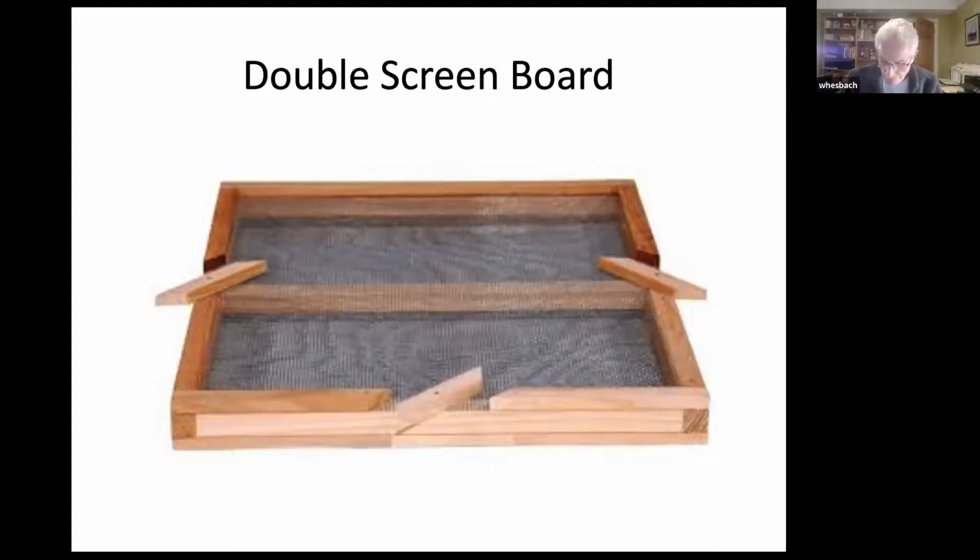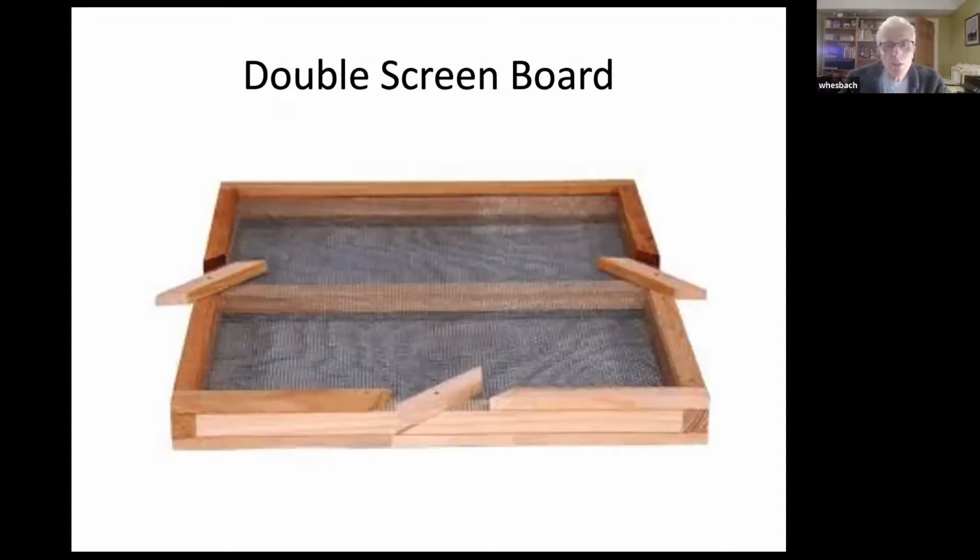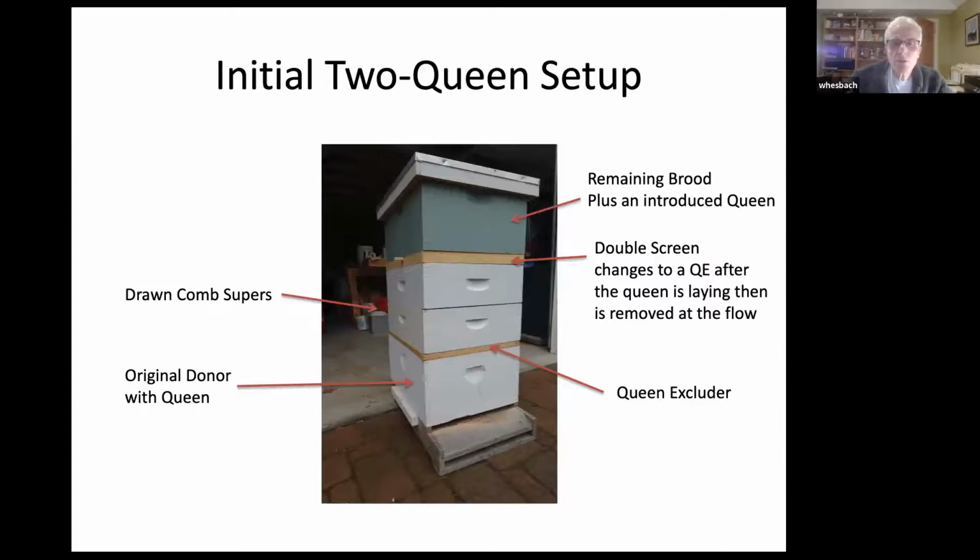All right, so then again, I'm going to just review this again. About 2 weeks after the queen starts laying, you replace that double screen with a queen excluder, which gives them access to each other. And then when the flow starts, you remove the queen excluder. So you can see that migration between 2 queen to multi-queen. All right, so let's take a look at this stack.